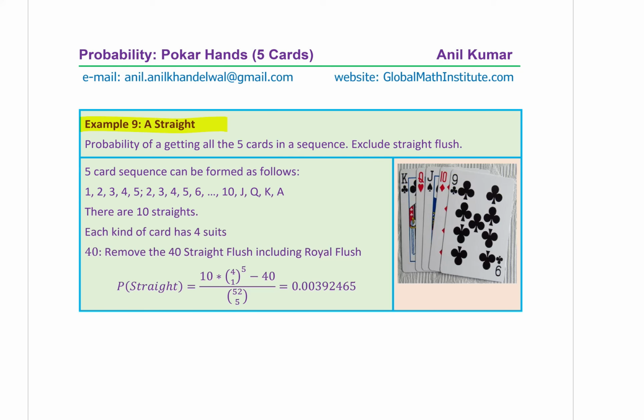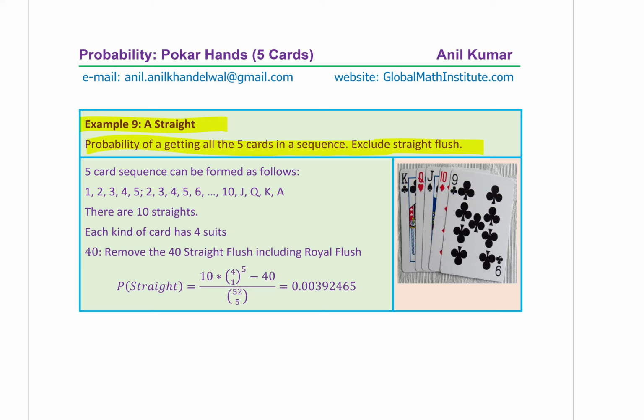Now when we say a straight in this case, we'll exclude those which include the same color or which are the royal flush, correct? So we'll include those ones. So the question here is the probability of getting 5 cards in a sequence excluding straight flush, correct? So we'll exclude all those.